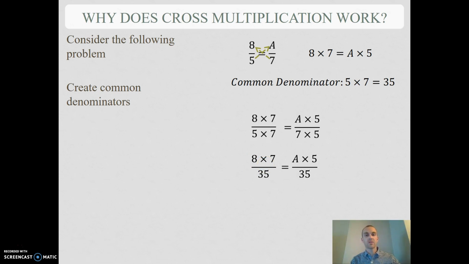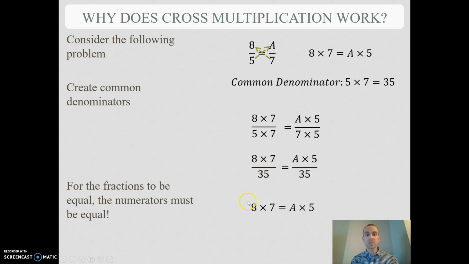And because I have a common denominator, I know that for this to be an equivalent statement, my numerators have to be equivalent. So I end up looking really at 8 times 7 equals a times 5, which is the same thing that I get when I cross multiply. So that's why cross multiplication works.